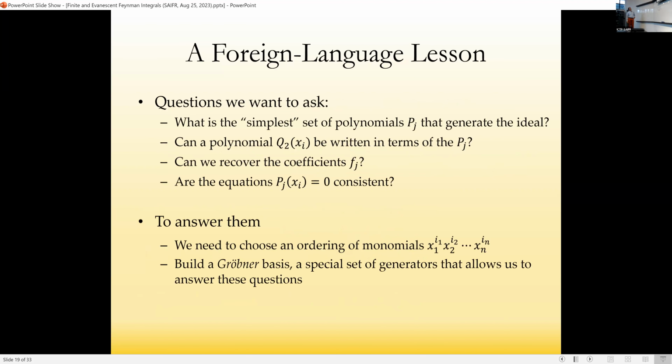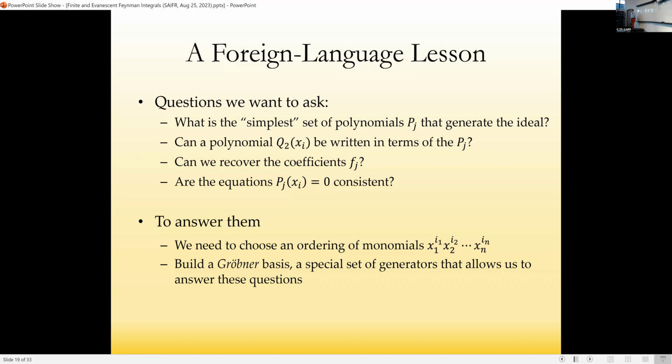So the kinds of questions we want to ask, in particular in the context of these numerators, is what's the simplest set of polynomials that can generate the ideal? There can be many different ways. Clearly, if you took, for example, the sum of two generators and the difference of them, you're going to generate the same ideal.